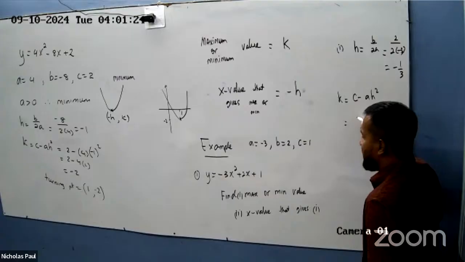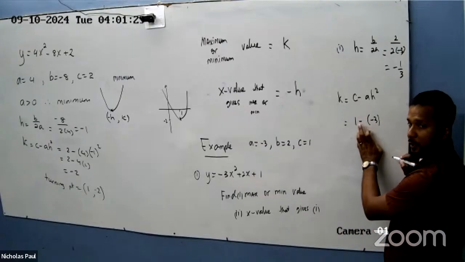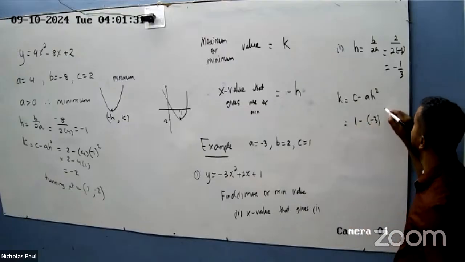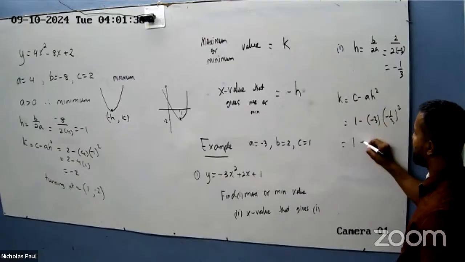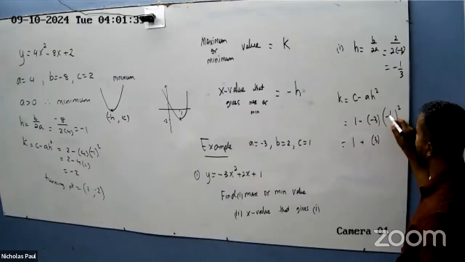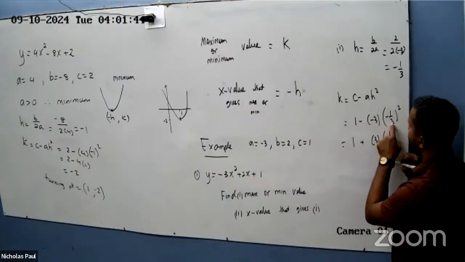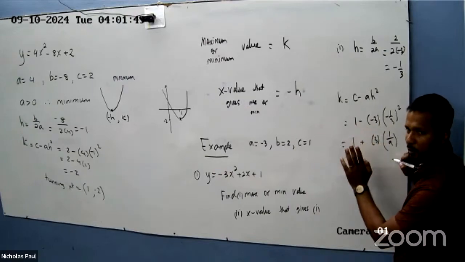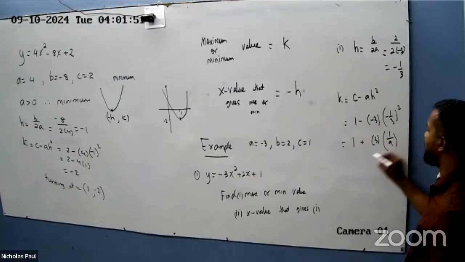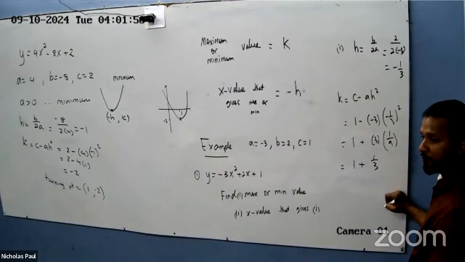K is C minus A H squared. C is 1, A is -3. Notice that you'll get a minus and a minus here, right? H is -1/3 squared. Minus and a minus, that's plus. So that's +3 times 1/3 squared, which is 1/9. Or you can work out this, then multiply by this, then multiply by the minus sign, any way you want. 3 times 1/9 is 3/9, which is 1/3. Then 1 plus 1/3 is 4/3.